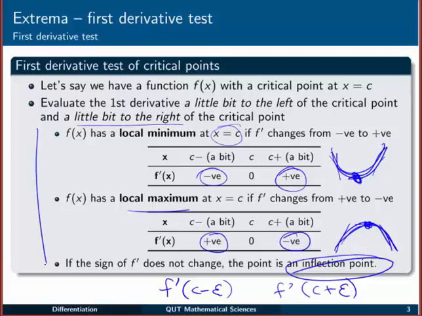This here is exactly the first derivative test. It's evaluating the derivative to the left and the right of the critical point, which we've already found, and checking how the value changes.